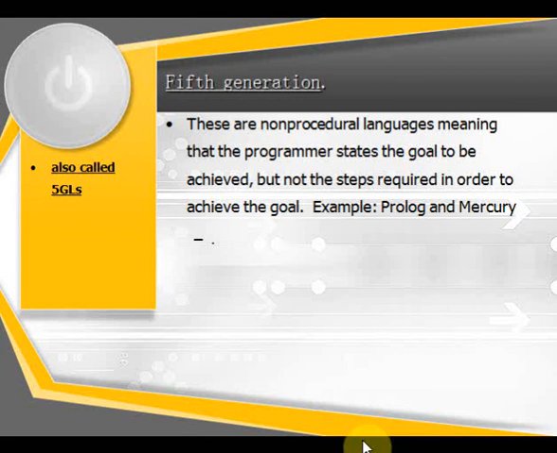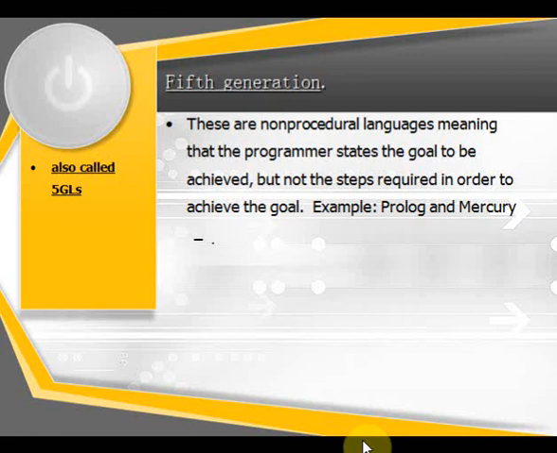The next one that we'll be looking at is fifth generation. These are non-procedural languages, meaning that the program states the goal to be achieved, but not the steps. Sounds awesome, doesn't it? Think about it. You sit around a computer and you want to write a program. All you have to do is state the goal, or what you need to achieve, and guess what? The computer will actually write the steps for you to achieve your goal.